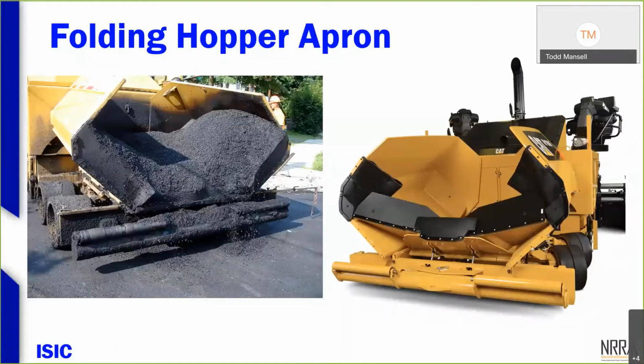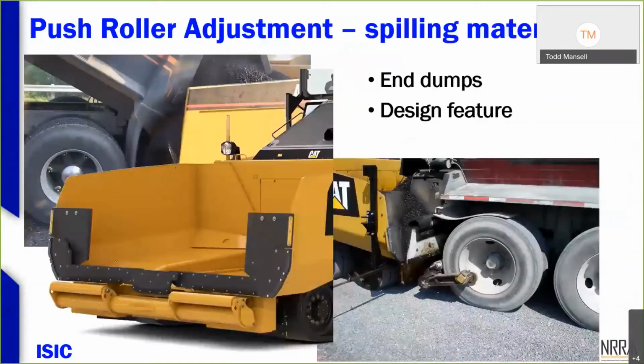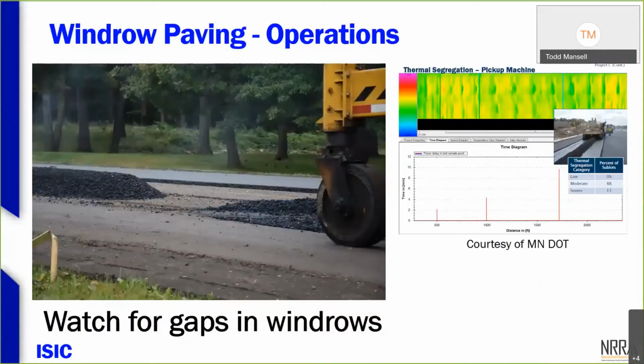And push rollers. Pavers have the push rollers on the front that are in contact with the truck when we're end dumping. And again, it's a design feature. They are adjustable. So if the truck isn't fitting properly into that hopper, or able to back up far enough into that hopper, those push rollers are adjustable on the paver to, again, minimize or eliminate that spilling on the grade.